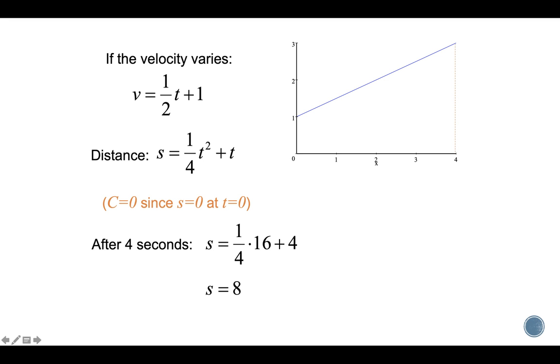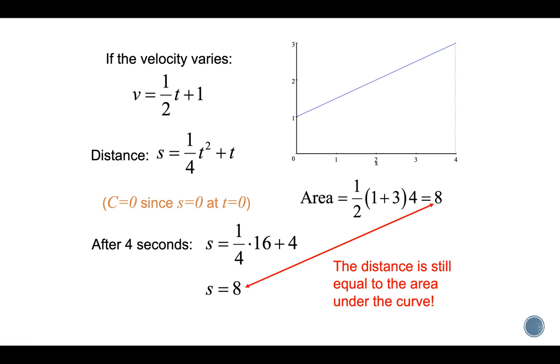Okay, so let's look at the area under the curve. The area under the curve is going to be 1/2 of (1 plus 3) times 4, and that's going to equal 8, using our nice trapezoid formula for area. So the distance is still equal to the area under the curve. Even if the velocity varies, that truth still holds.